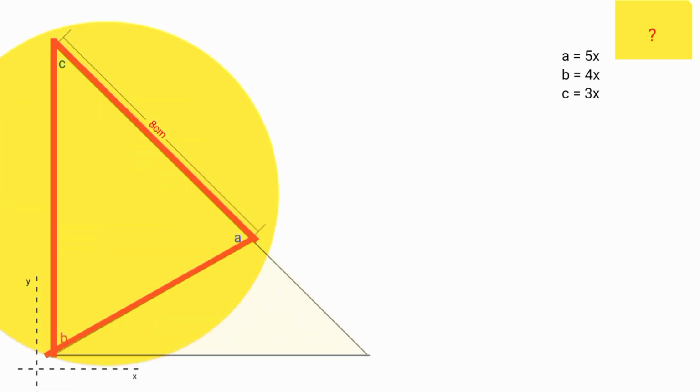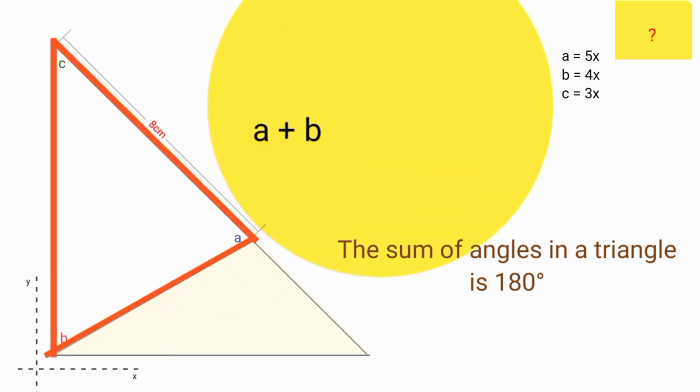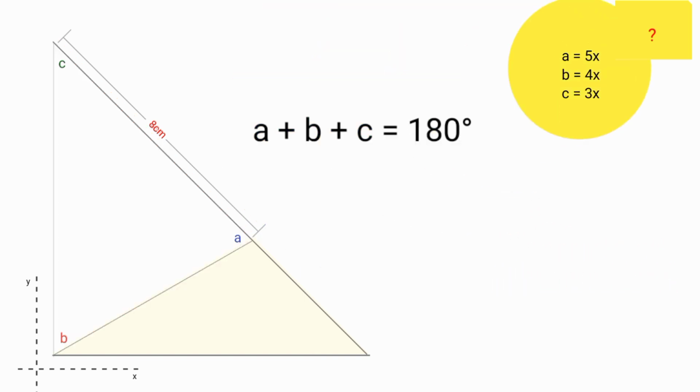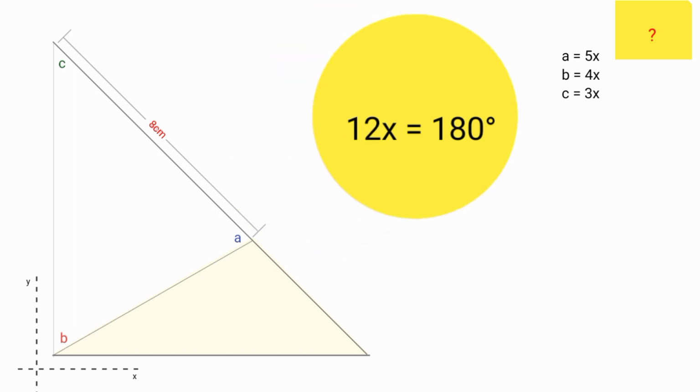The angles of this triangle here we can see are represented by A, B, and C. So since we know that the sum of angles in a triangle is 180 degrees, we can sum them up and equate them to 180 degrees. Now summing up, we're going to have A plus B plus C equal to 180 degrees. But here, the values of A, B, and C are given to be 5x, 4x, and 3x. So if we substitute them here now, 5x plus 4x plus 3x equal to 180 degrees. 5x plus 4x plus 3x is 12x. So 12x now equal to 180 degrees.